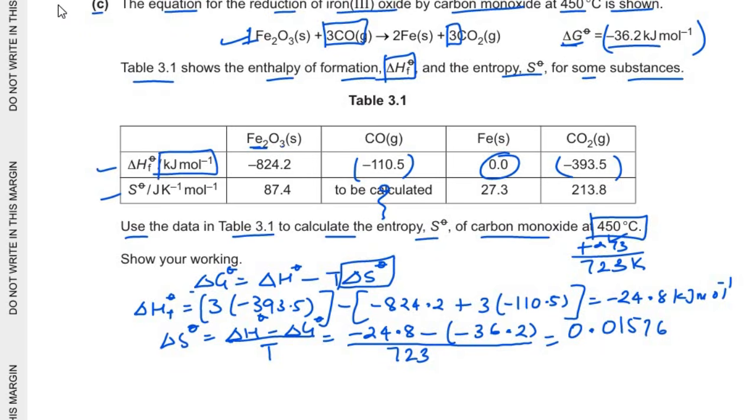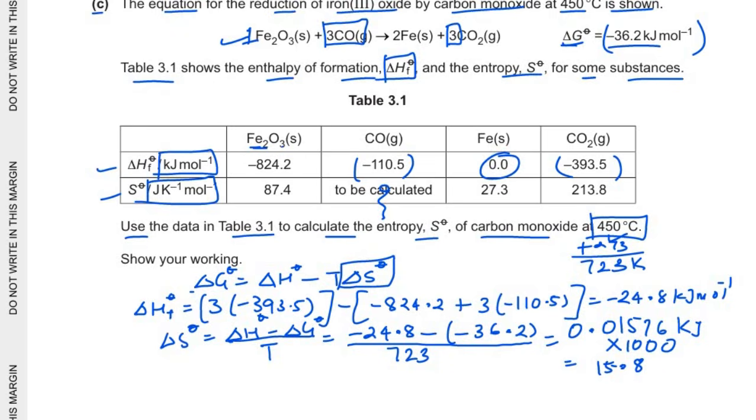0.01576. Now the answer is in kilojoules, but we don't want kilojoules because the entropy change given here is in joules per Kelvin per mole. So if we want to change this kilojoules into joules, we need to multiply it by 1000, and so we get the value as 15.8. That's what we can write in three significant figures.